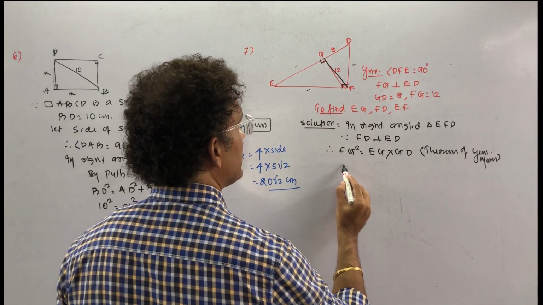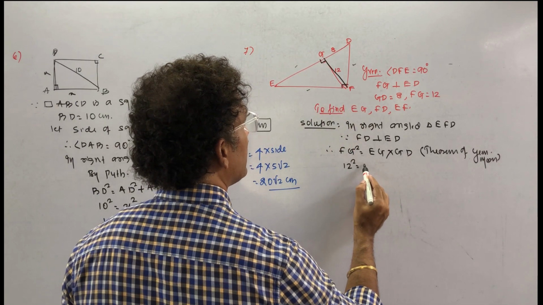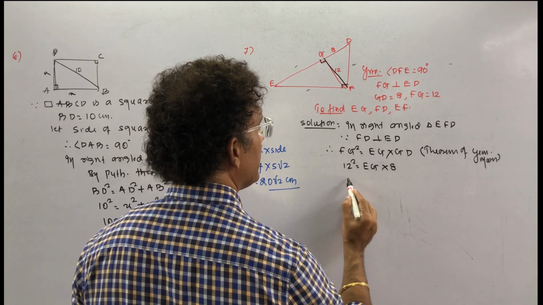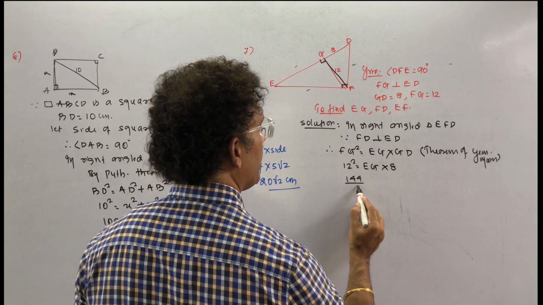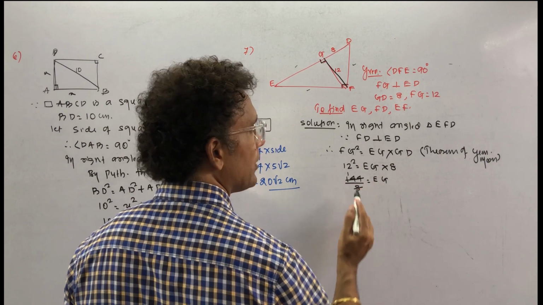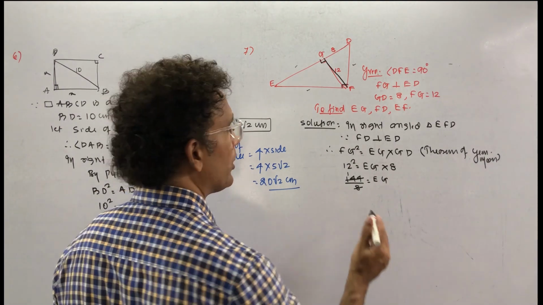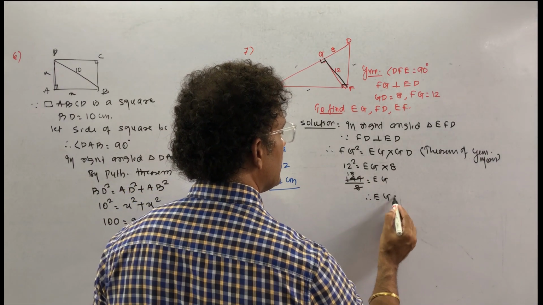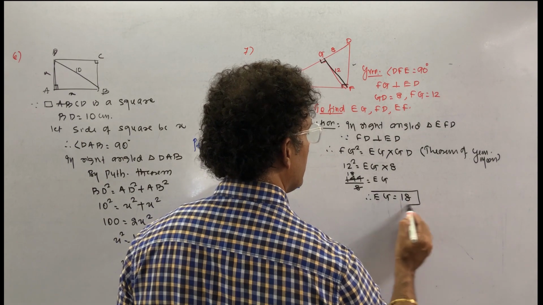FG square, we know this is 12 square. EG we are supposed to find. GD is given as 8. This is 144 upon 8 is equal to EG. 8 times what? 8 ones are 8, 9, 10, 11, 12, 13, 14. 8 times 18, and we get EG is equal to 18.